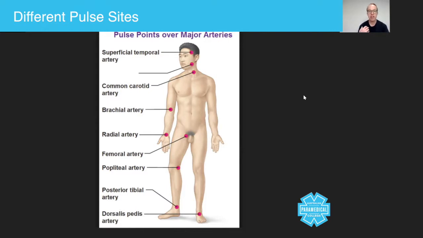However, if the patient is looking pale and clammy and unwell and there's no radial artery, then you would feel somewhere else. And usually the paramedics tend to go for the carotid artery, but you can go for the brachial artery as well. It really is just a clinical judgment.